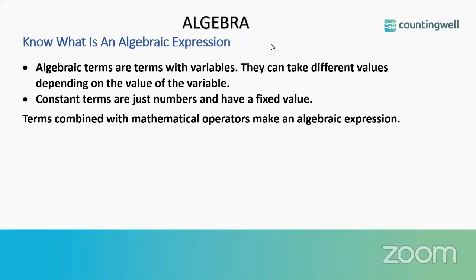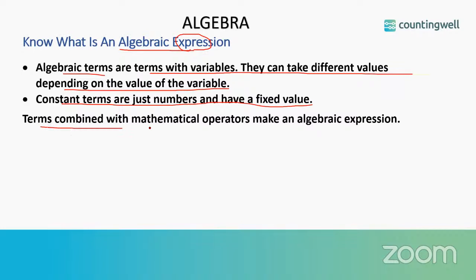Let us start off with the chapter algebra. Let us know what is an algebraic expression. So algebraic terms, before going to expression, we have to see what are algebraic terms. They are nothing but terms with variables and they can take different values depending upon the value of the variable. Whereas constant terms are just numbers and have a fixed value. If we combine the terms with mathematical operators, then they will make an algebraic expression. Let us see some example.